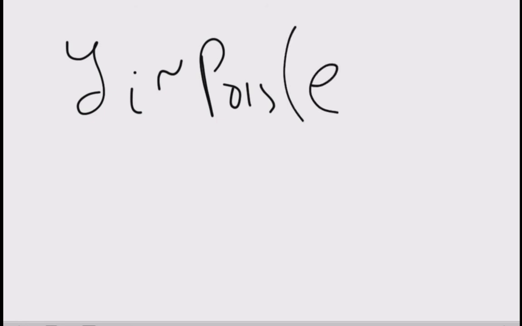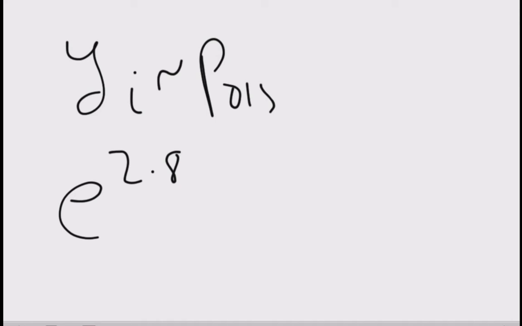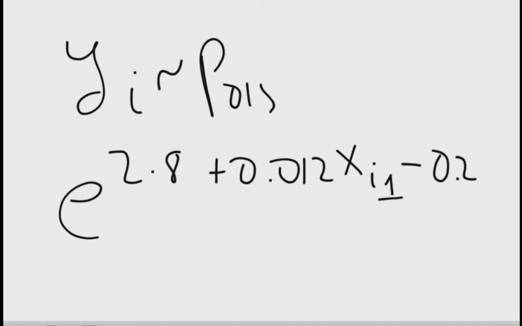The model turns out to be e to the 2.8, where 2.8 is the intercept, plus 0.012 xi sub 1, which is the speed at a particular intersection, plus, and I think the other one was minus, because it's protective, minus 0.2 times xi sub 2, where xi sub 2 is the presence or absence of a traffic light at an intersection.